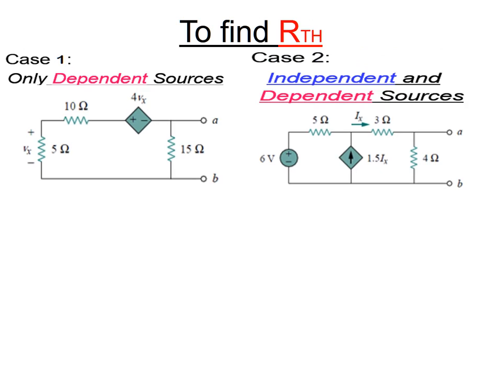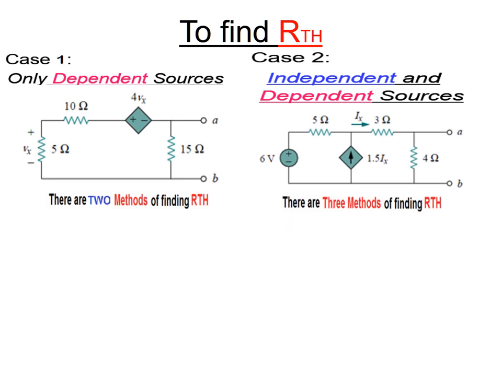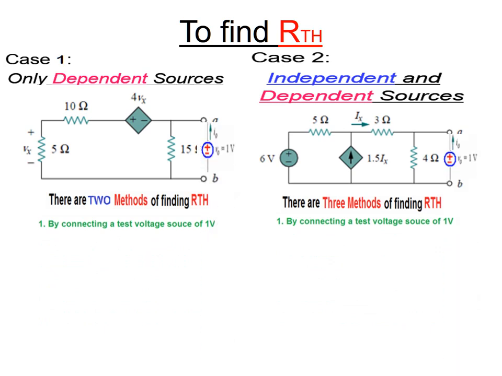To find RThevenin, we'll proceed as follows. For the first case with dependent source, there are two methods of finding RThevenin, and for case 2, we'll have three methods of finding RThevenin. The first is that we can connect a 1 volt source as a test source, like we have connected here, and then we try to find the current I naught, and RThevenin is found by the test voltage divided by the current I naught, so 1 volt divided by current I naught.